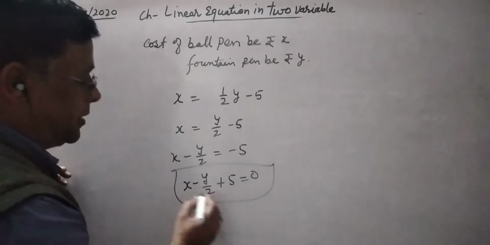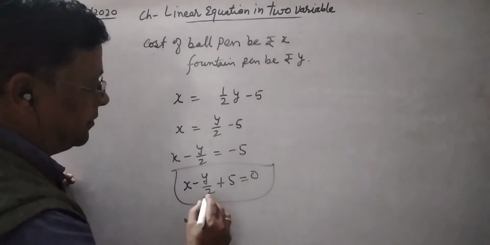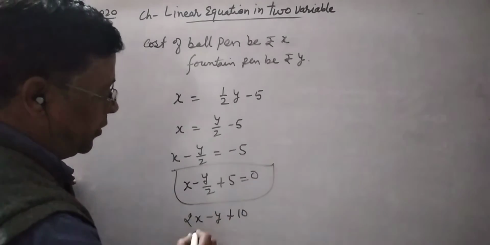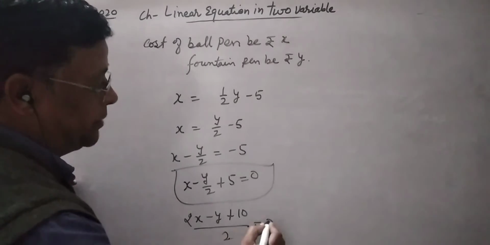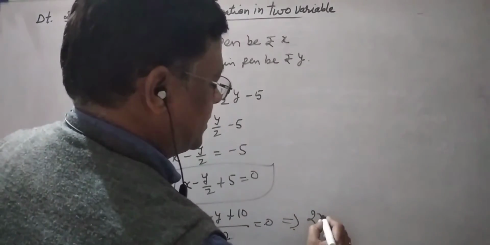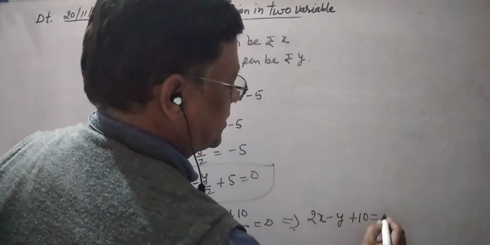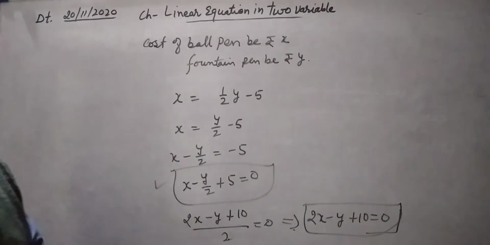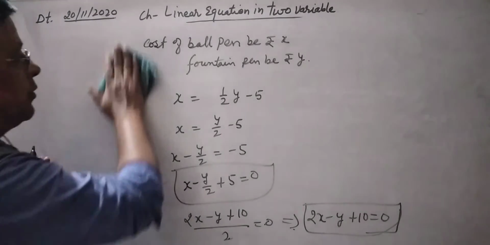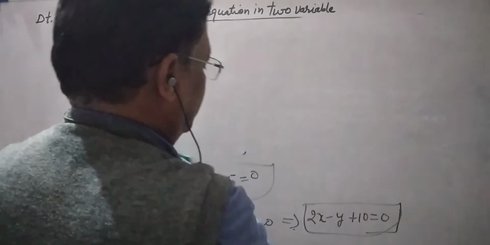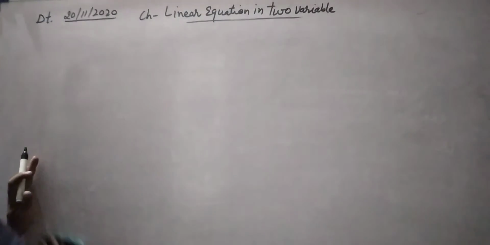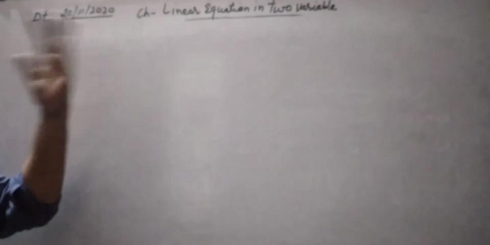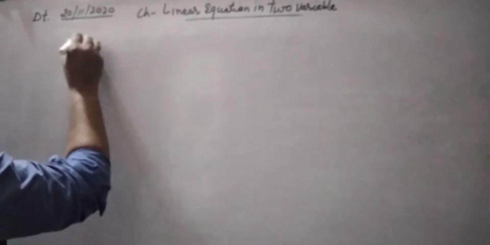If you solve this, it becomes 2x minus y, 2 fives are 10, upon 2 equals 0. So this 2 multiplied with 0, it becomes 2x minus y plus 10 equals 0. You can express this equation in this way also. Both ways are correct. So these are some examples of how we convert a statement into equation form, and also we can express the linear equation in general form.